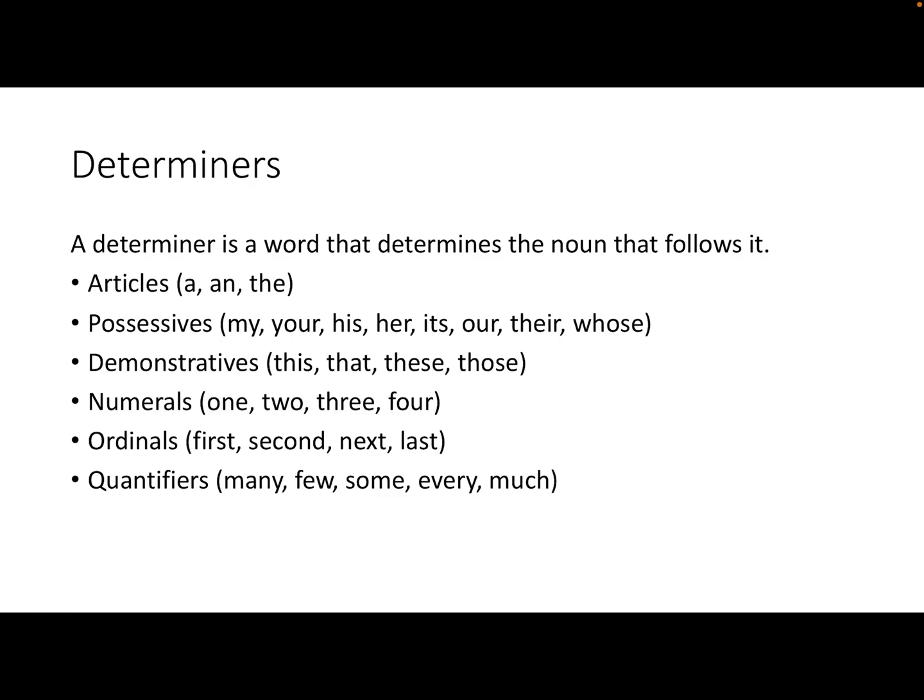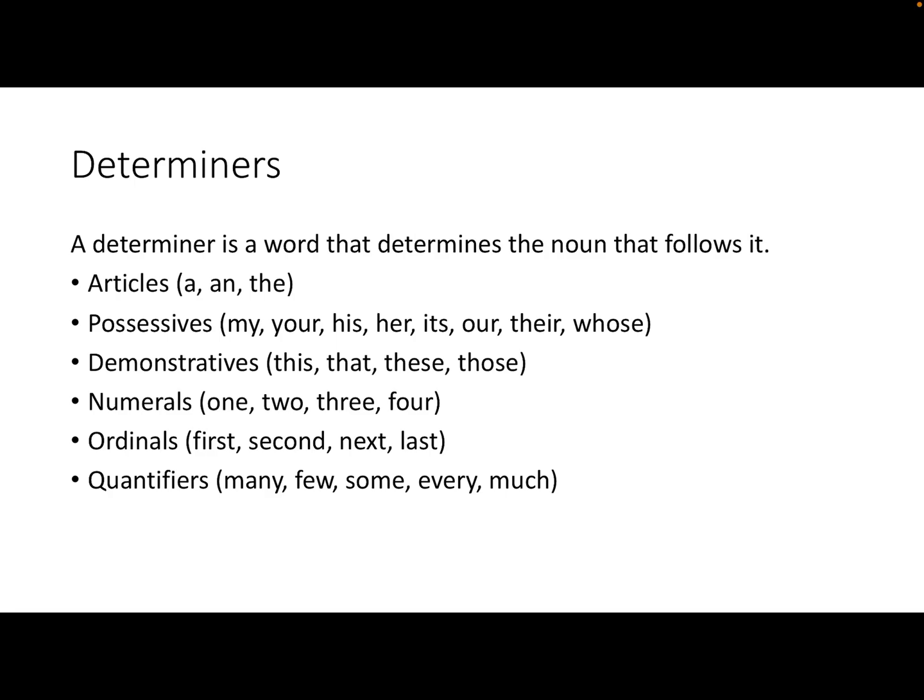Possessives. So that's when you're determining what something belongs to. So it could be my pen, your pen, his pen, her pen, its pen, like a dog, or its paw, our pen, their pen, whose pen. Yeah? Demonstrative, so that doesn't come from the word monster, it comes from the word demonstrate. It's this pen, that pen, those pens, these pens. Yeah, again, that works a little bit like a and the, where there's something definite and something not definite.